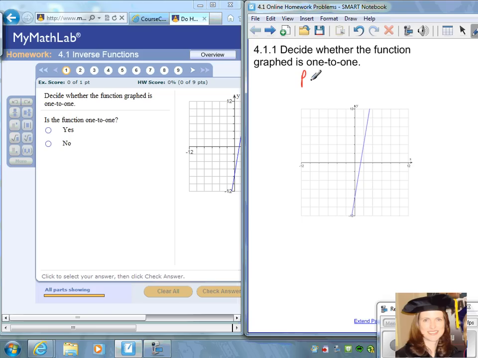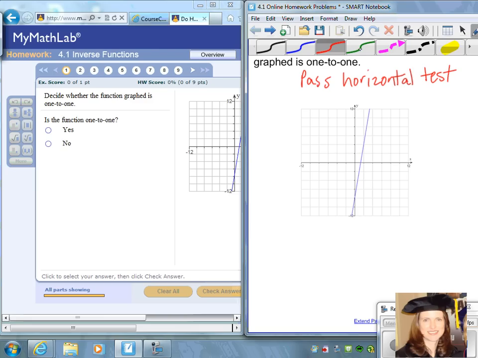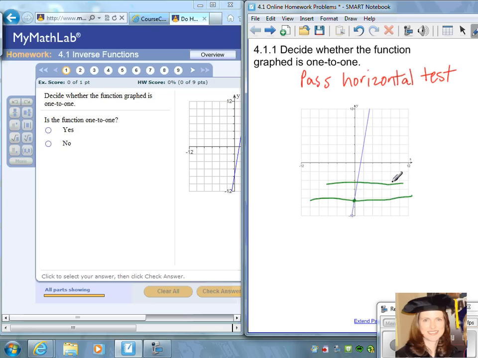So we need to say, does this pass the horizontal line test? You're familiar with the vertical line test to determine if a graph is a function, but a horizontal line test will tell you whether the function is one-to-one. Now that means if you draw a horizontal line through the graph, it will only go through one point at a time. So this function, we could say, yes, it is one-to-one.